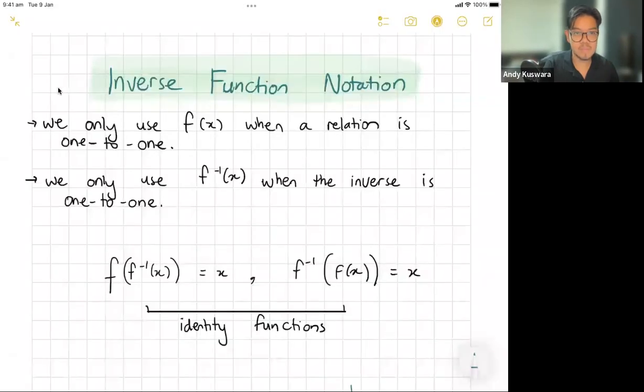I don't think my screen is sharing. Let's try one more time. If this doesn't work, I'm going to restart. There we go. Cool. We're good.